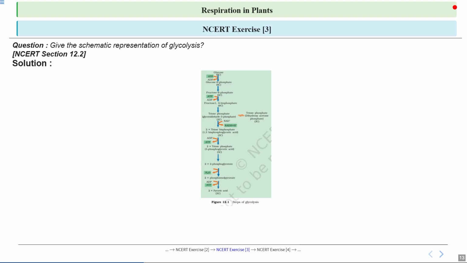In the next step, 1,3-bisphosphoglyceric acid is converted to 3-phosphoglyceric acid. Now this is the step where ATP is produced from ADP and inorganic phosphates. So now we have 2 molecules of 3-phosphoglyceric acid, and then they are converted to 2-phosphoglycerate. In the next step, phosphoenol pyruvate is formed, and followed by this pyruvic acid is formed.